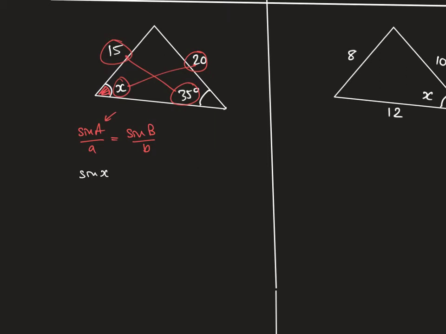So I've got sine x over, now again, what I'm going to do is I'm going to call that one A and this one little a, and this one here B and little b there. Again, labeling makes things a lot easier. And make sure you're labeling the opposites. So that is sine x over 20, is the same as sine B, which is sine 35 over 15.